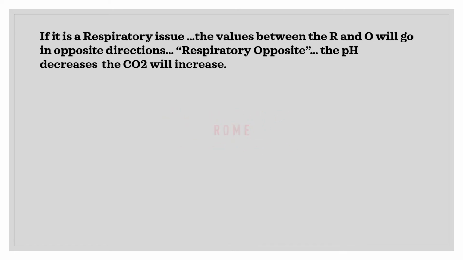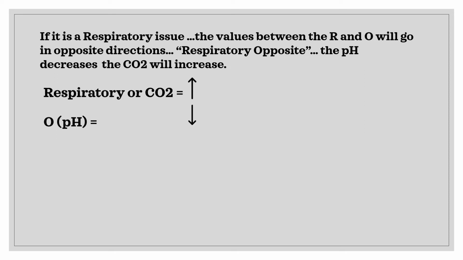ROME, or respiratory opposite metabolic equal. Let's summarize this to ingrain it into your brain. If it is a respiratory issue, the values between the R and the O will go in opposite directions. Respiratory opposite. If the pH decreases, then the CO2 will increase. Respiratory or CO2 equals increased, the pH or opposite would be decreased.